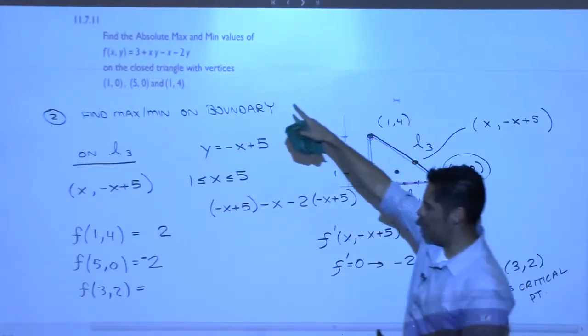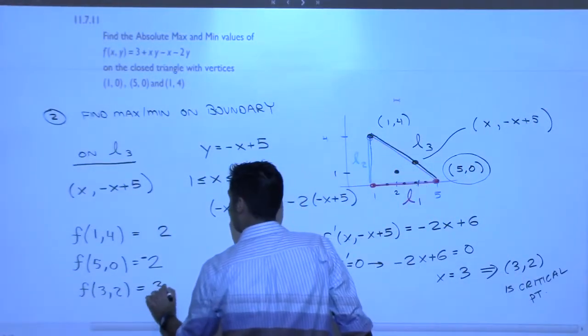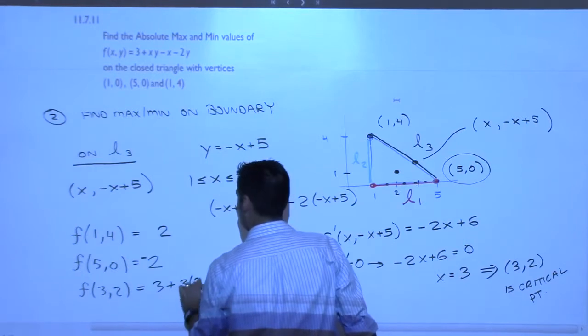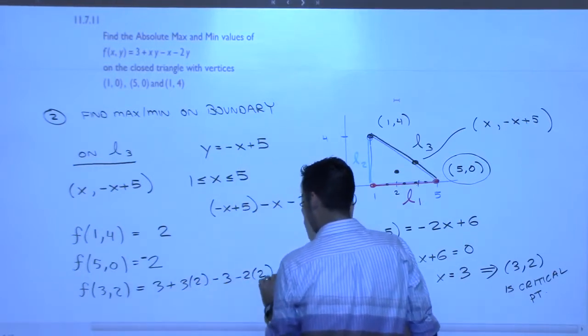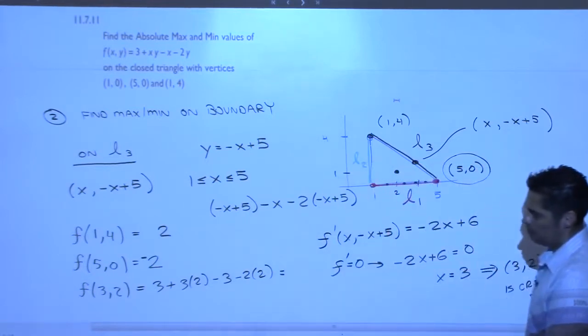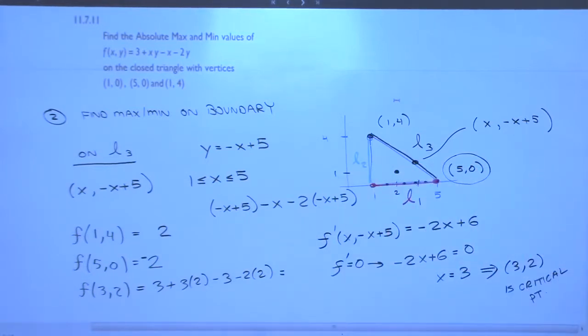But I'm going to just plug it back in up here. So 3 plus 3 times 2 minus 3 minus 2 times 2. What do we have? They're both negative 2?